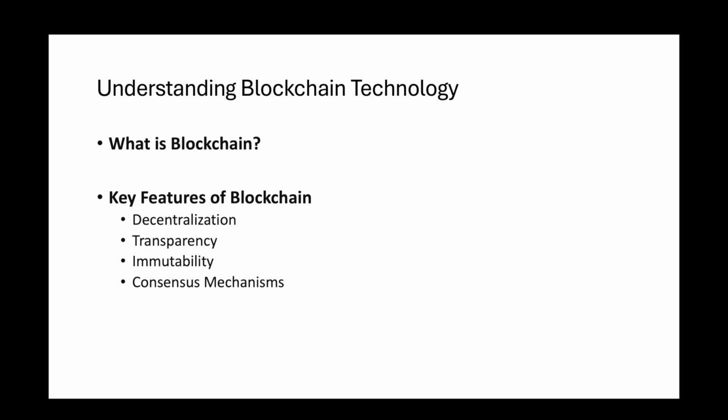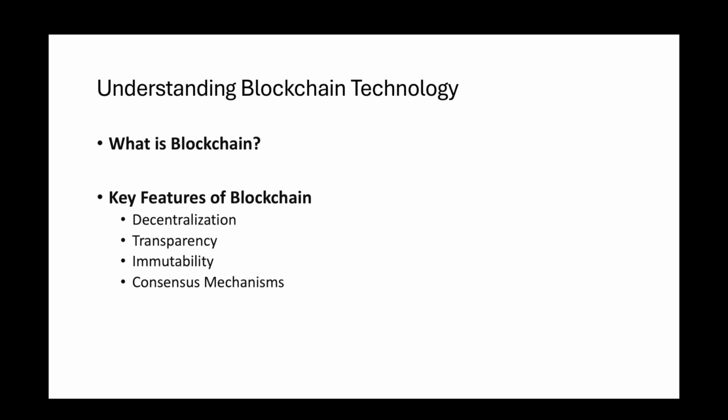Blockchain is a distributed ledger technology that enables peer-to-peer transactions without the need for intermediaries. It consists of a chain of blocks, where each block contains a time-stamped list of transactions cryptographically linked to the previous block, forming an immutable record of transactions. Key features of blockchain. Decentralization.